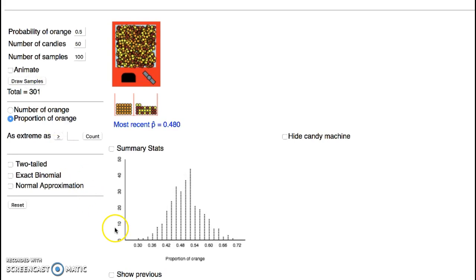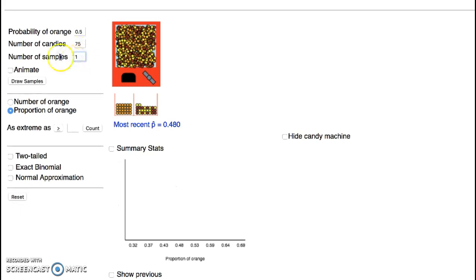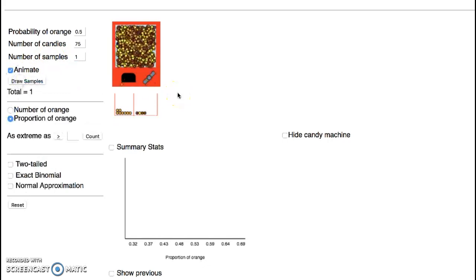Okay, so notice what happens. This looks a whole lot more normal than my previous examples. And just kind of for good measure, let's go one more time. Let's say I were to take a sample of 75. Animate the first one and observe as we talk.